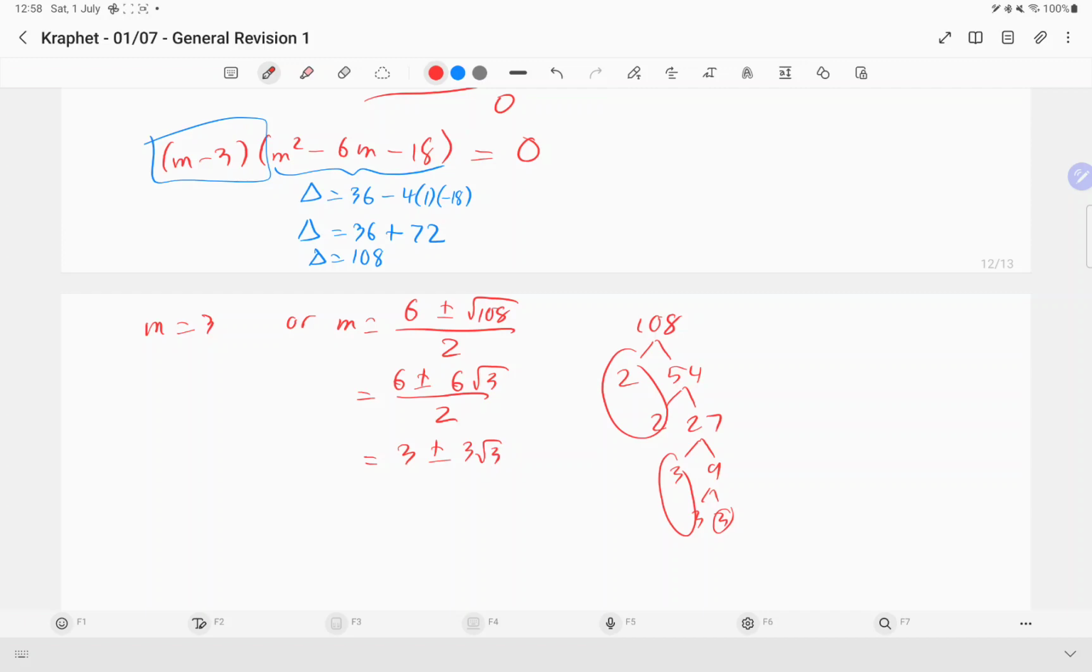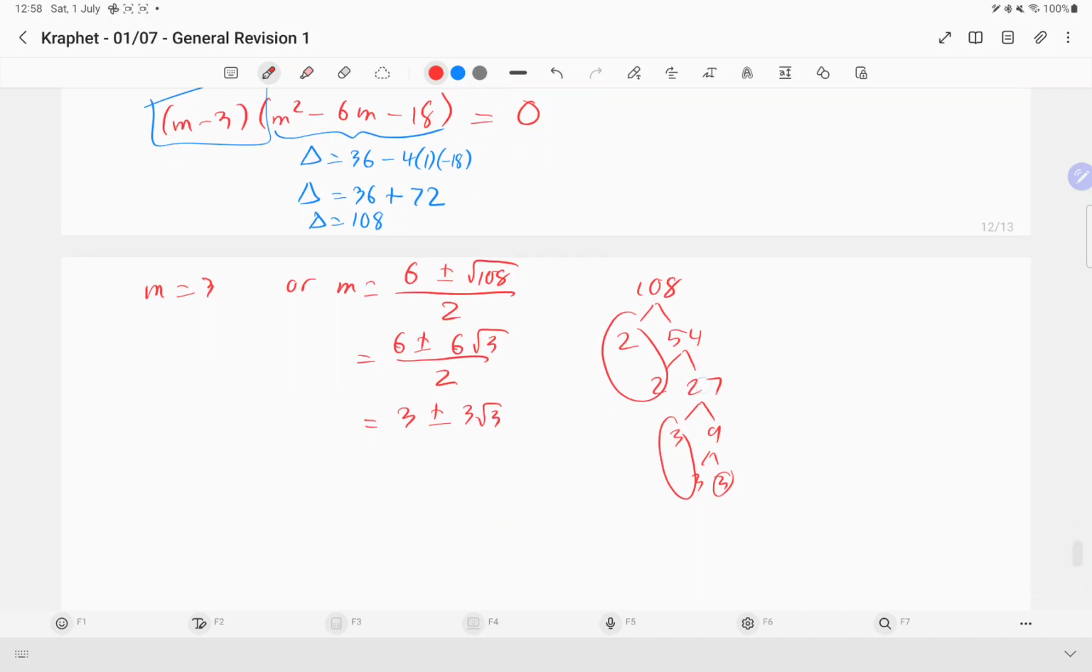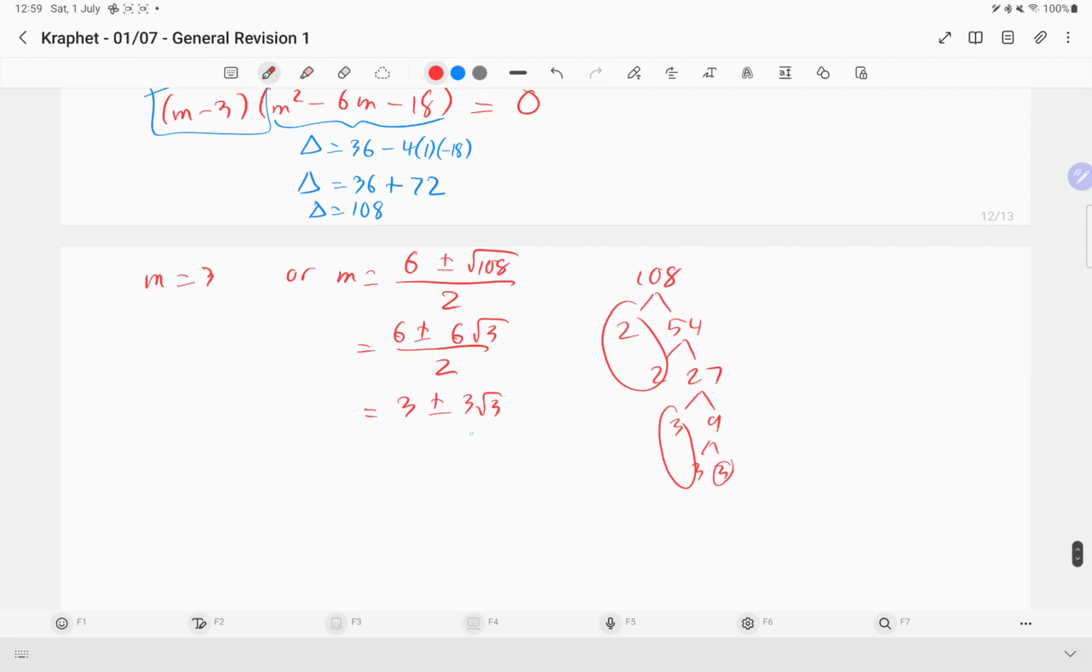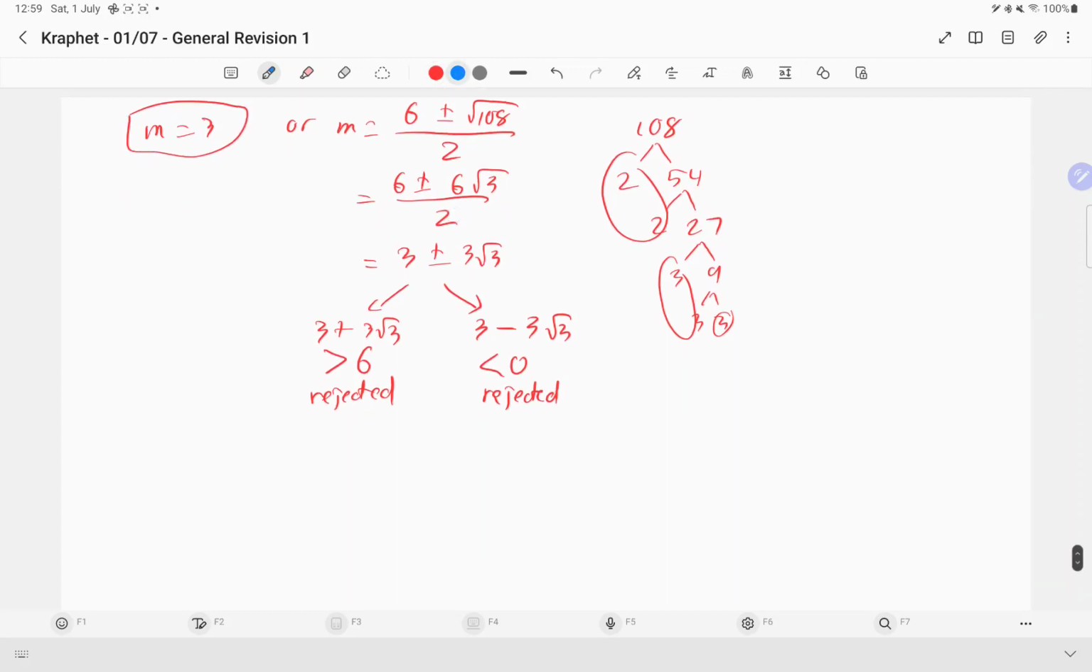Okay, so now let's have a look. Root 3 is about 1 point something. So 3 square root of 3 is more than 3. So consider 3 plus 3 root 3. This is more than 6. You can clearly see it's more than 6. So reject it, because remember the domain is from 0 to 6. And then the other one, 3 minus 3 square root 3, is less than 0. Also rejected. So the only answer, the median, is 3. Therefore, median equals 3.